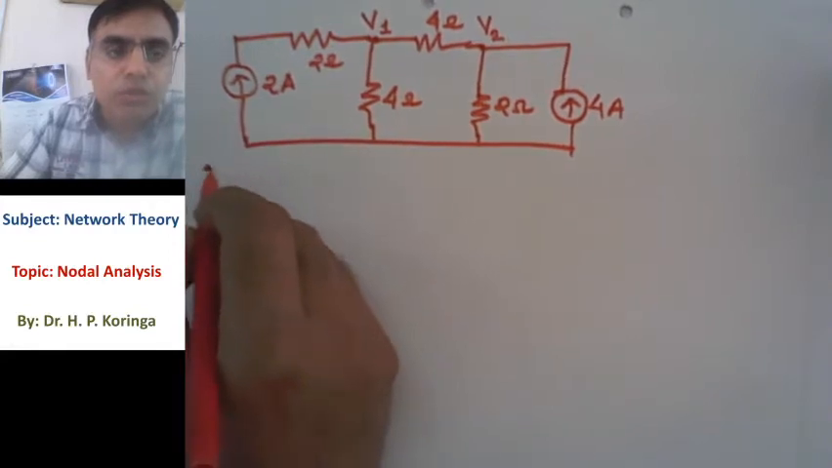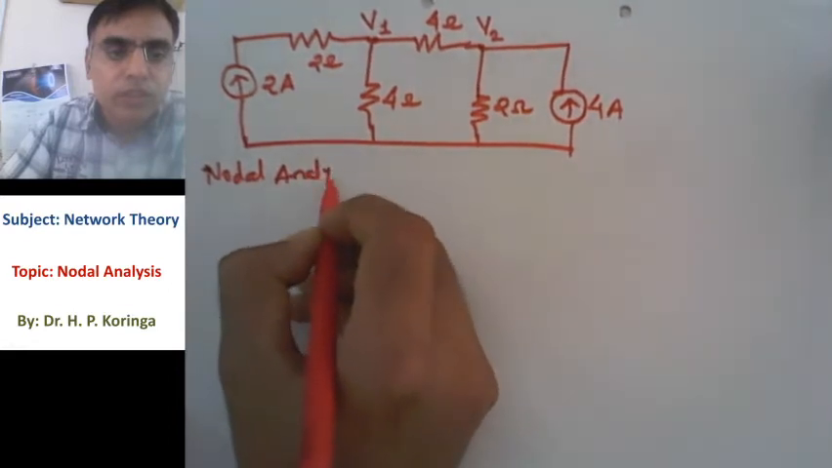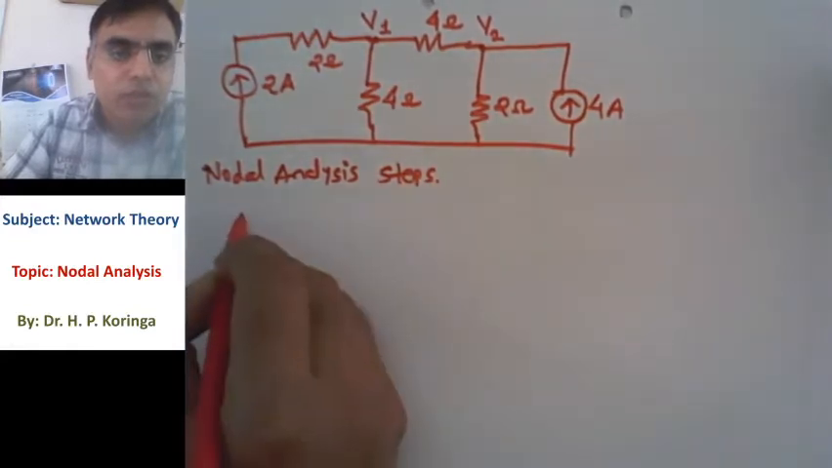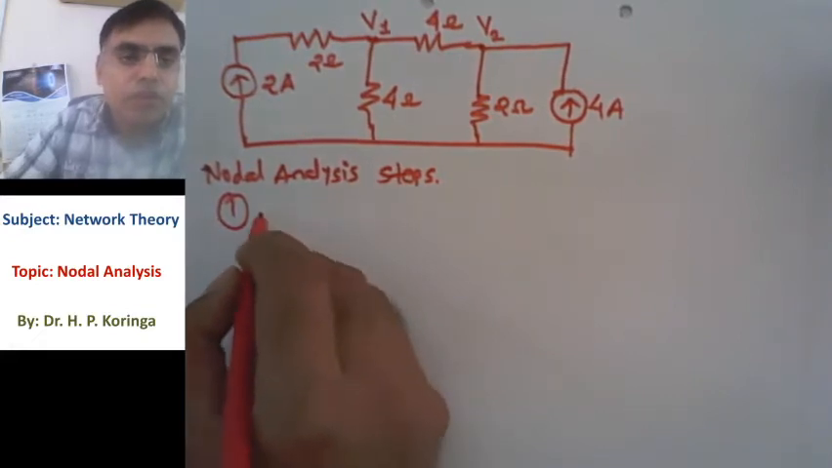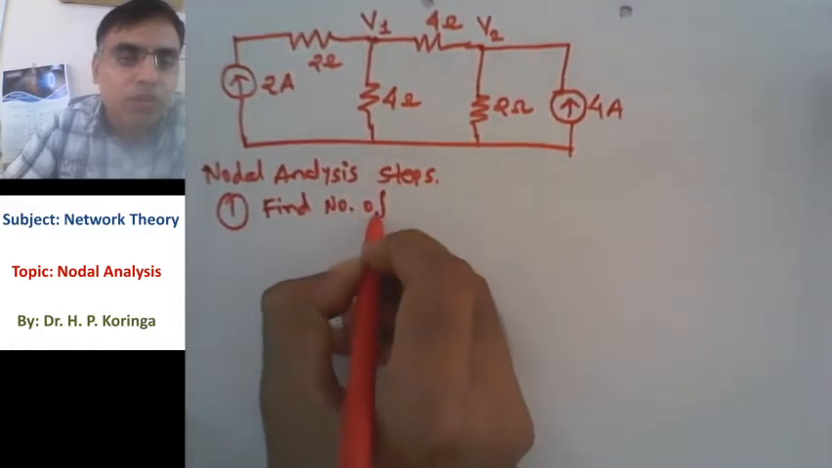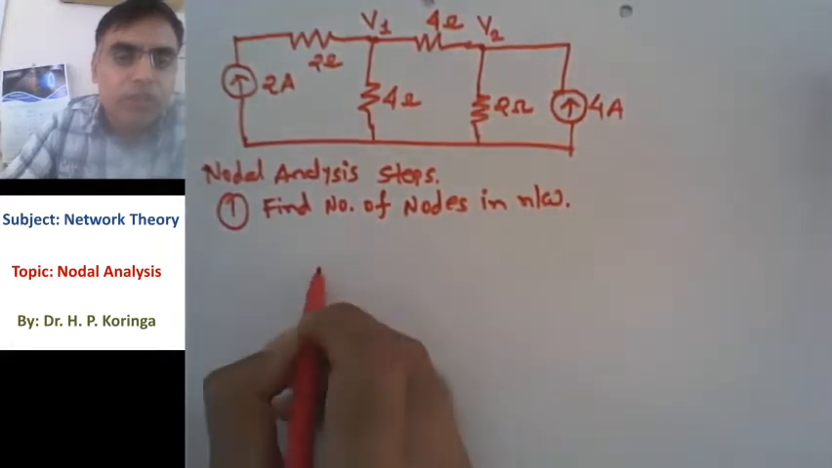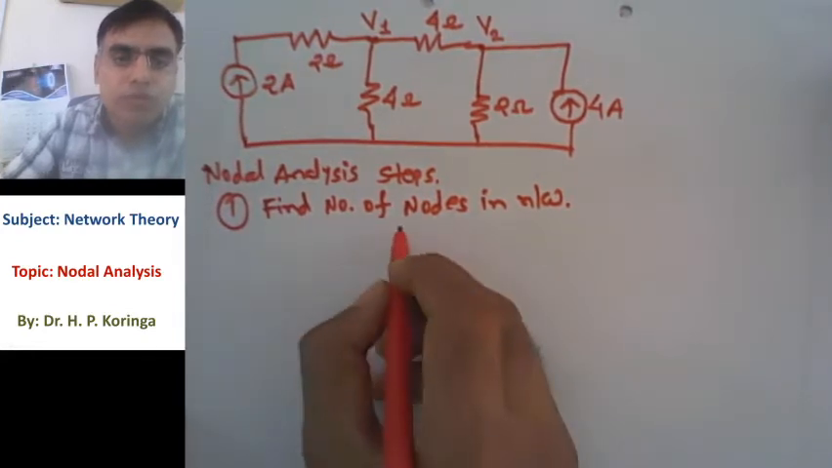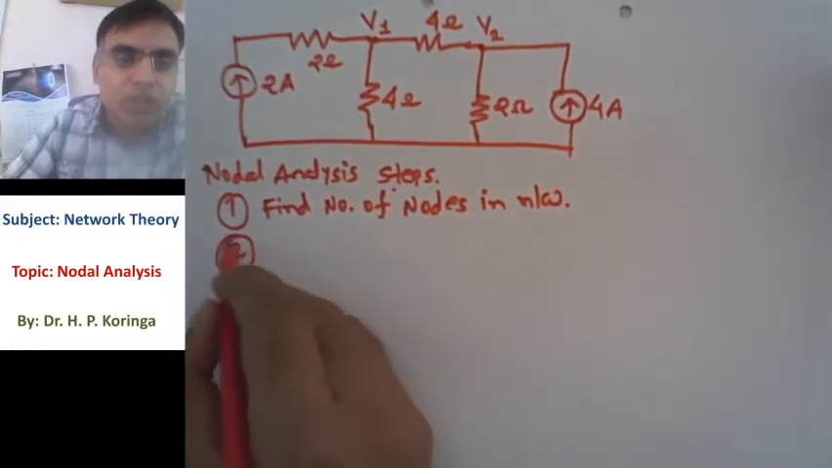To perform nodal analysis, the steps are: first step, identify the number of nodes. Find the number of nodes in the network. Find the number of unknown nodes in the network. Second step, find the total number of nodes.